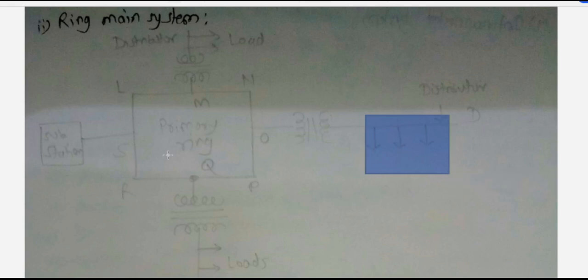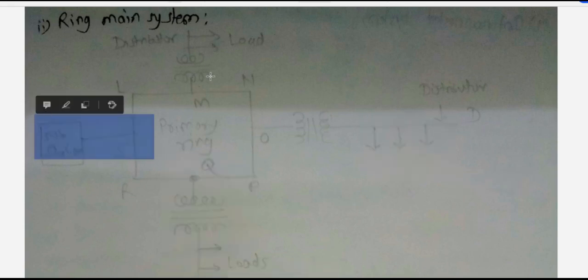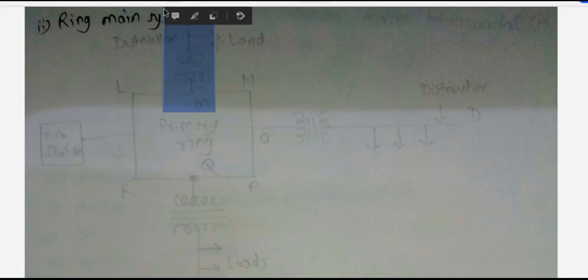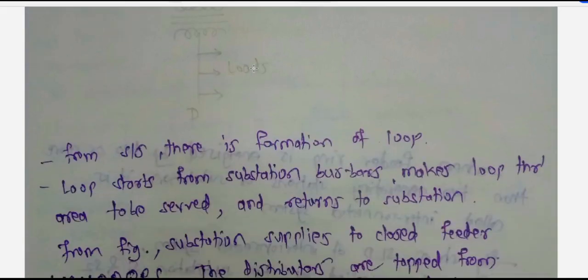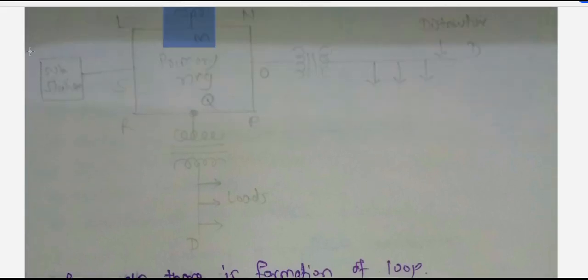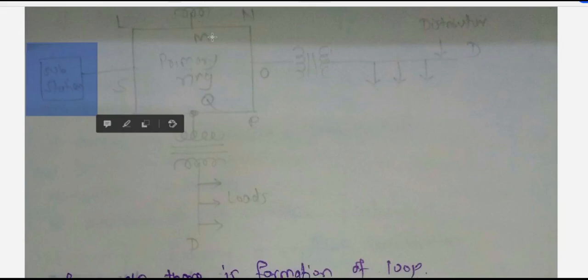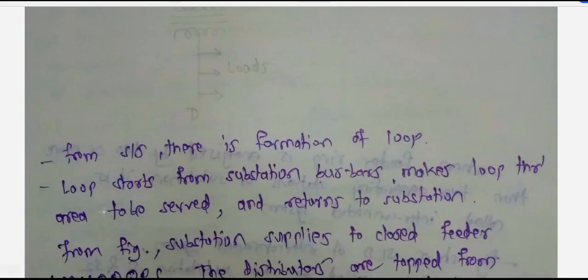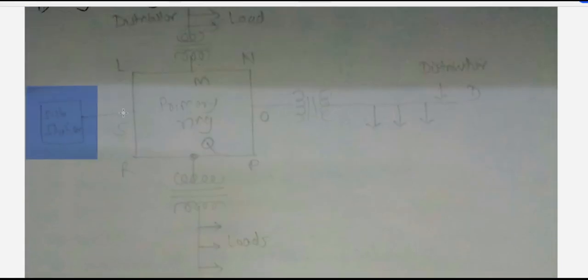So same way at Q point also, at S point also there is one substation, and at M point also we are tapping the voltage with the help of these service mains. So from the substation there is a formation of loop. The loop starts from the substation bus bars, makes the loop through the area to be served, and returns to the substation. So from this starting you have to follow the ring.